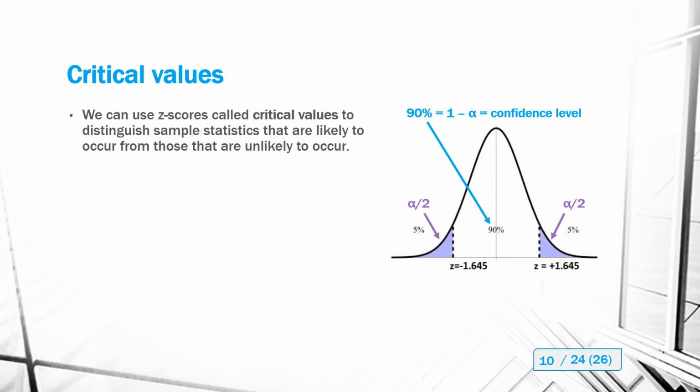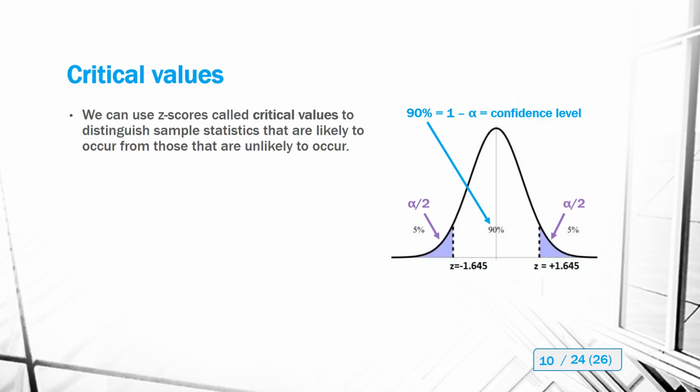This brings us to critical values. As mentioned before, we have z-scores that we call critical values. They distinguish sample statistics that are likely to occur from those that are unlikely to occur. Here in the graphic on the right, you see we have a 90% confidence level, that 90% being 1 minus alpha. The 90% is the area of the curve in the center that's getting the bulk of the distribution. These are the likely values of our sample statistic. The unlikely values are in the tails.